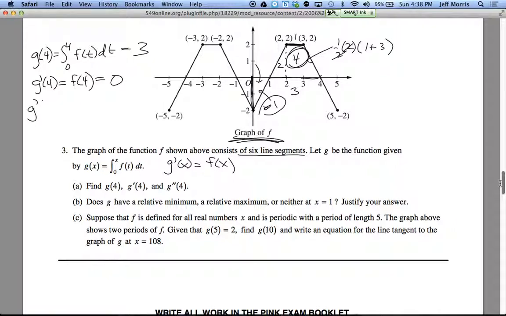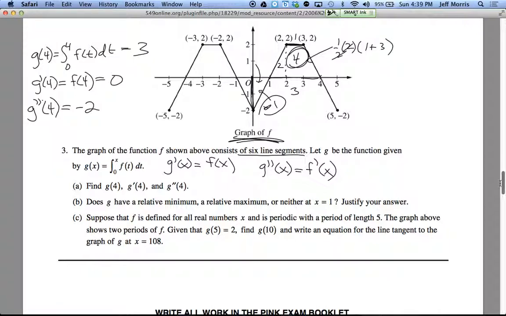G double prime of 4. If I want to look at g double prime, I've got to look at what? Slopes of f. G double prime of x is f prime of x. So I've got to look at the slopes of f. So at 4, what's the slope of the line? Well, it's down 2, right 1. So what is it? -2. Slopes. Out of 3, easy. Okay. How do we know?